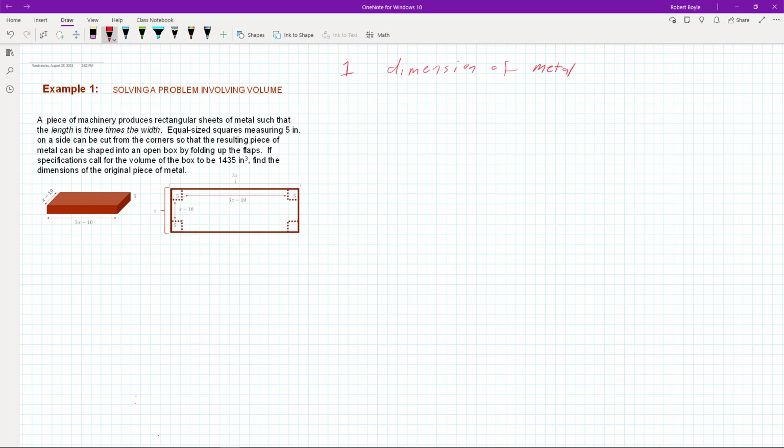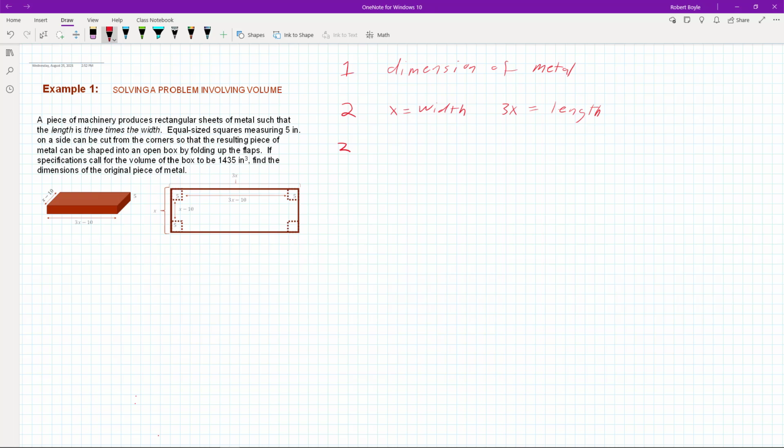What variables should we use? Well, notice that we have the length and the width, those are the dimensions, and the length is 3 times the width. So let's let x be equal to the width, and then 3x will be equal to the length. And now we can figure out our equation.